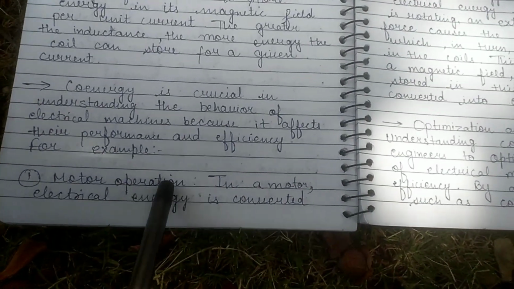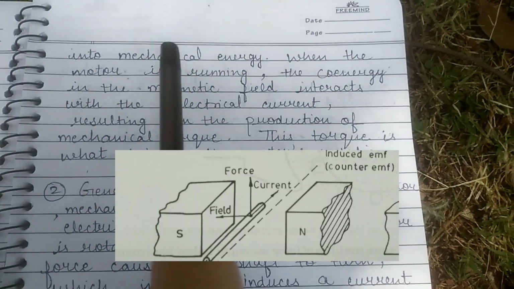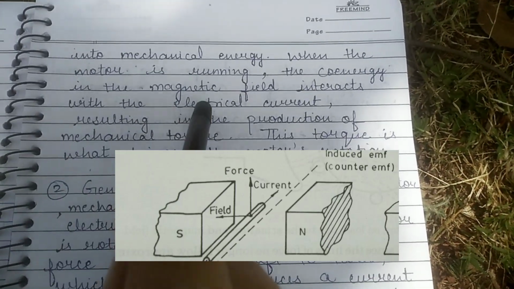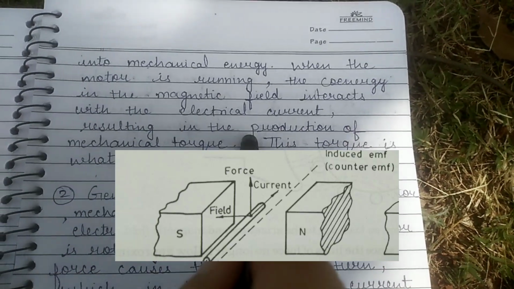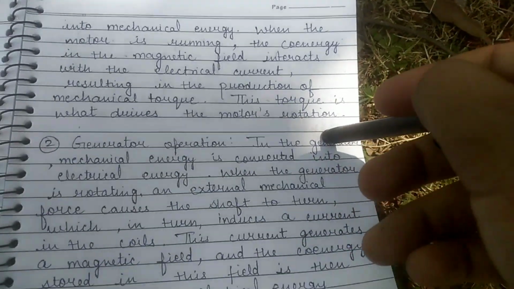First, motor operation. In a motor, electrical energy is converted into mechanical energy. When the motor is running, the coenergy in the magnetic field interacts with the electrical current, resulting in the production of mechanical torque. This torque is what drives the motor.